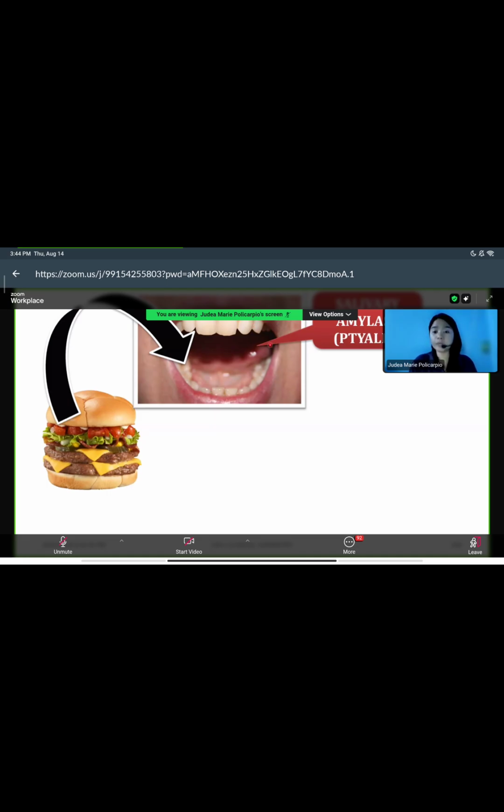At ito pala yung unang-unang makakasalubong ng pagkain, the moment they enter through the mouth natin. At dito pa lang, mag-uumpisa na yung carbohydrate digestion. In the mouth pa lang, with the help of the salivary amylase, we can already split down the carbohydrates into smaller molecules. However, although yes, it begins in the mouth, it doesn't really end in the mouth.